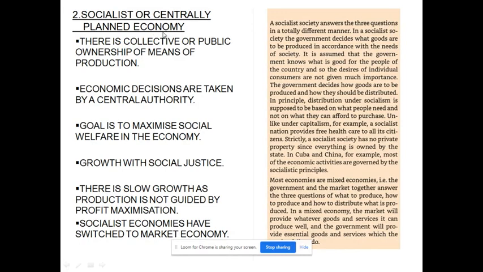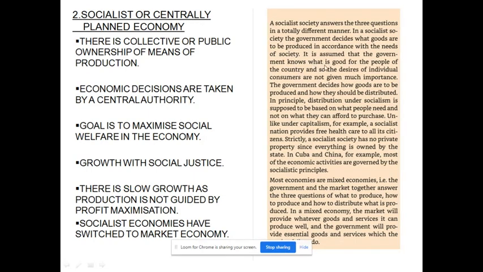Now, the features of this system are, briefly, that there is a collective or public ownership of means of production. Economic decisions are taken by a central authority. The central authority is of course a government body which is appointed by the government. The goal is to maximize social welfare in the economy. So, in a socialist society, the three basic questions of what, how, and for whom to produce are answered in a different manner because the government decides what goods are to be produced in accordance with the needs of the society. So that is what it means here that economic decisions are taken by a central authority.